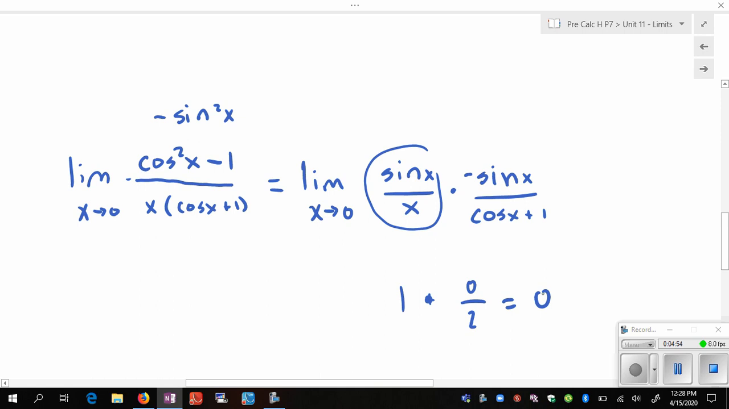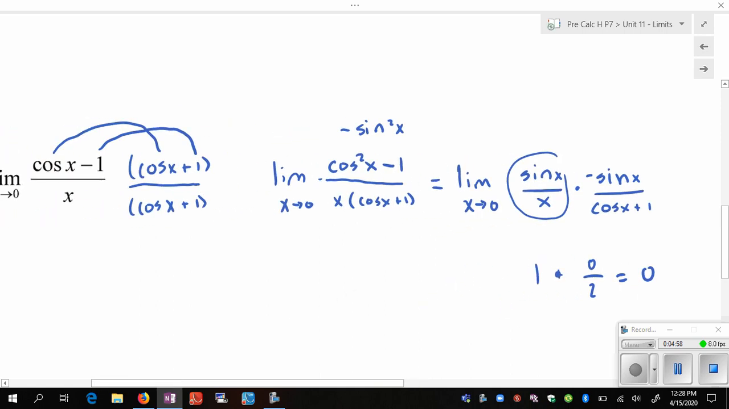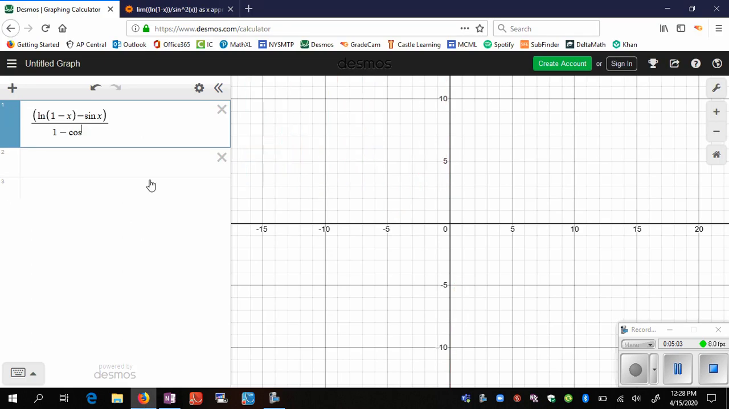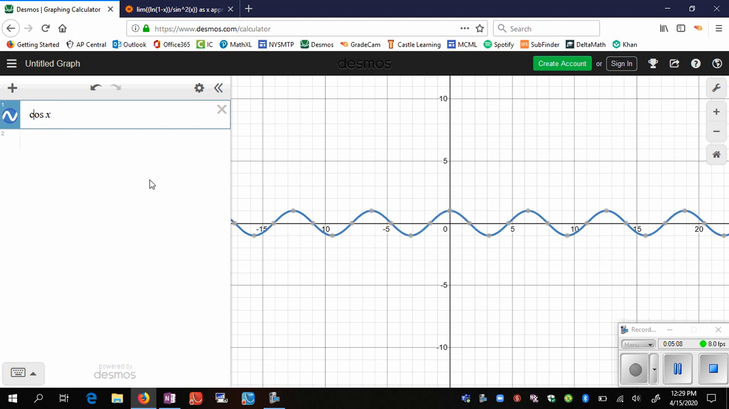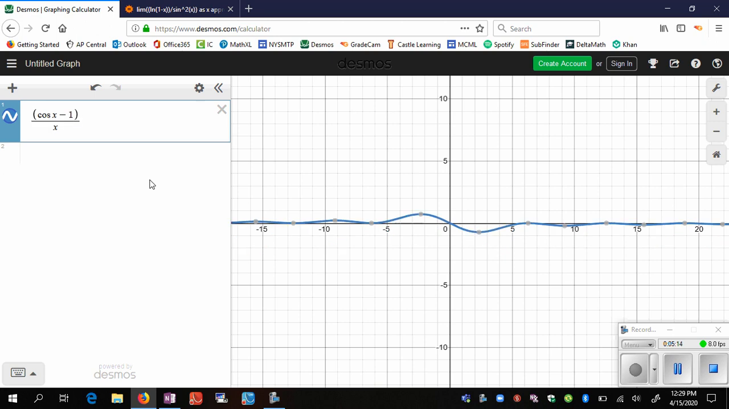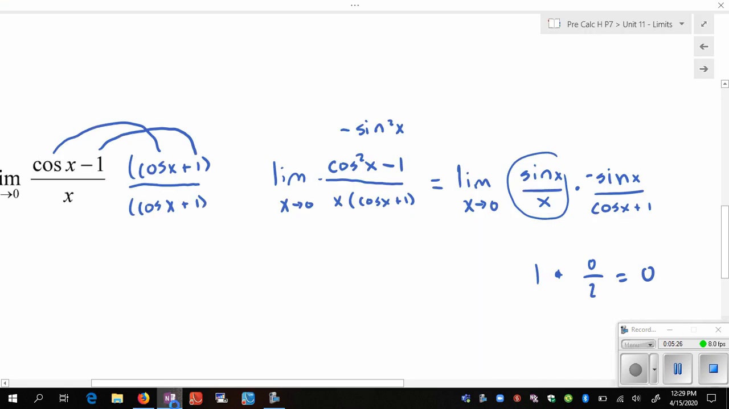And again, we can verify that graphically if I graph cosine of x minus 1 over x. So I'll take advantage of that Desmos here. So cosine of x minus 1 over x, you could see that the graph goes through the origin. So the limit as x goes to 0 is actually 0. Same can be done for the next example.